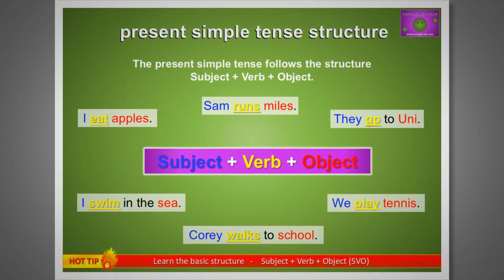The structure of the present simple tense is subject plus verb plus object. Here are some examples. I eat apples. Sam runs miles. They go to uni. I swim in the sea. Corey walks to school. And we play tennis.